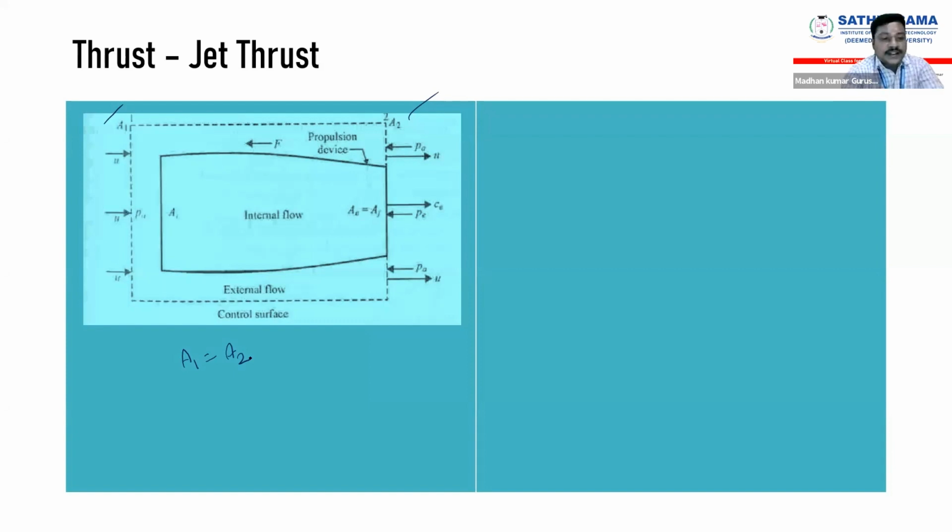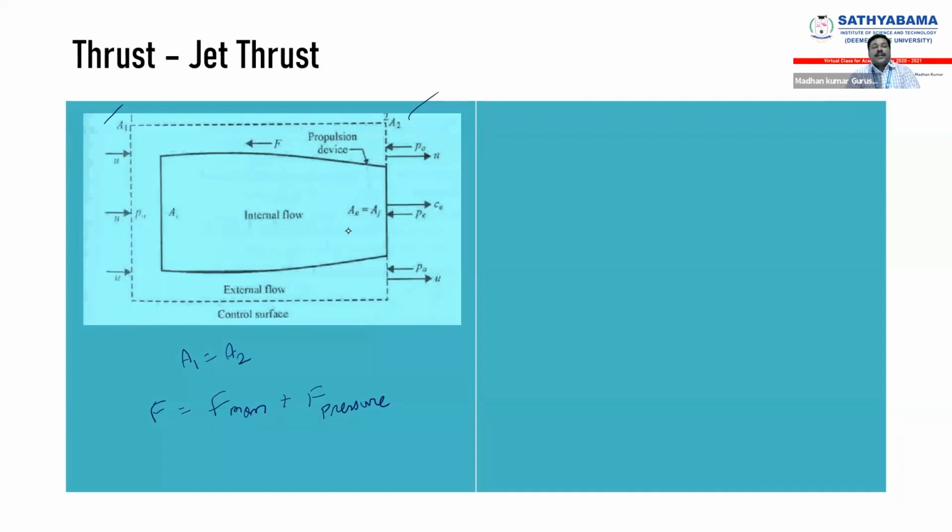What is jet thrust? Jet thrust is nothing but momentum thrust plus pressure thrust, right? So F momentum plus F pressure. Initially we are going to find F momentum. How are we going to find F momentum? It's not the challenging one. From the figure itself we could answer it, so it's a simple case.